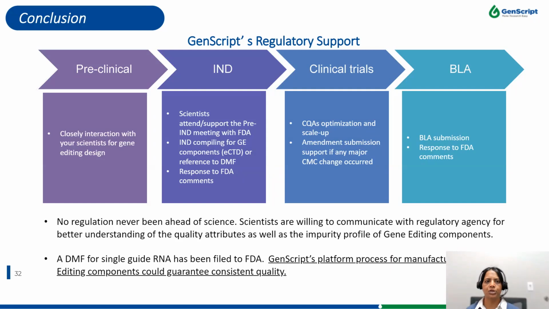As the customer approaches the biological license application phase, we assist them with the BLA documentation and support them in responding to any FDA comments. Overall, GenScript ensures consistent manufacturing and collaborates with the customer on major changes to assess their potential impact on safety and efficacy throughout the different trial phases.